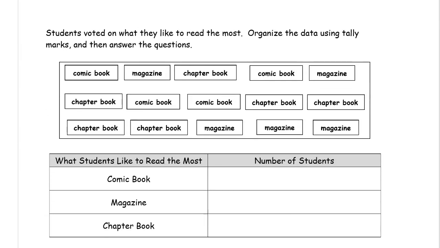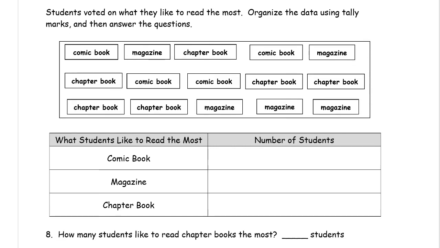Now, students voted on what they liked to read the most. Organize the data using tally marks and then answer the questions. Since we're using tally marks, I'm just going to read them and mark them as I go from left to right. So I'm going to look at this one first: comic book, that's one of those. And then here's a magazine. Okay, there's a chapter book, there's a comic book and a magazine. I'm going to keep marking them like that. It's helpful to either cross them out or circle them so you know which ones you've counted and which ones you haven't.